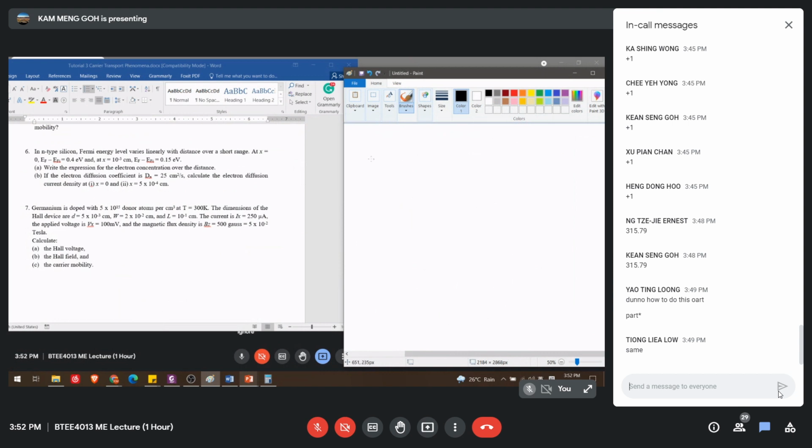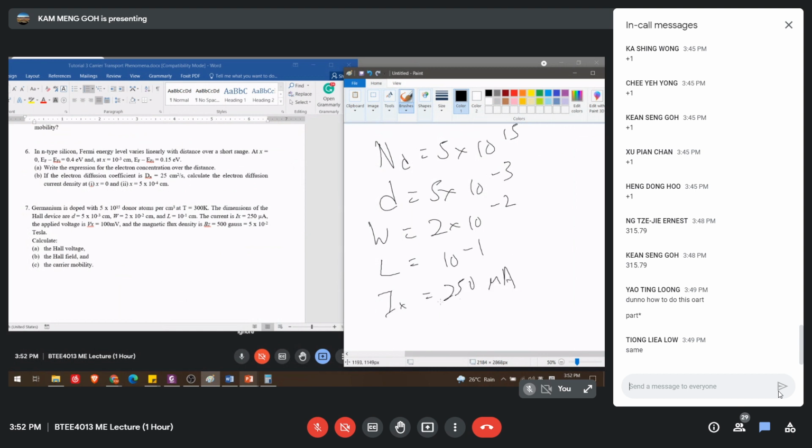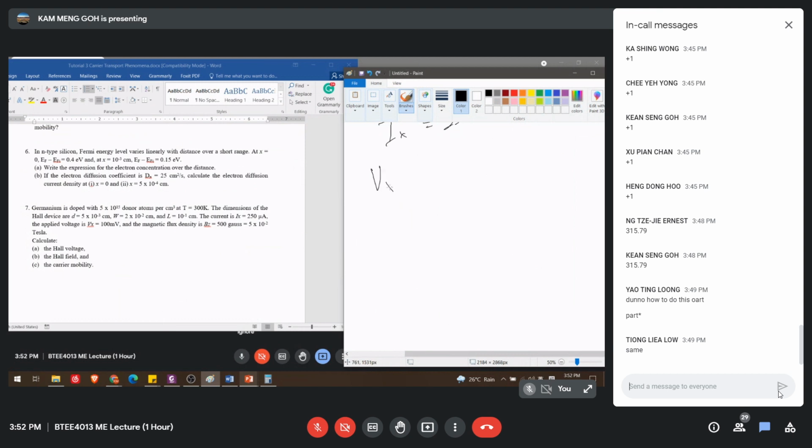Let's say the semiconductor starts with donor atom 5 times 10 to the power 15 at T equals 300 K. Dimensions of the Hall device: t equals 5 times 10 to the power negative 3, W 2 times 10 to the power negative 2, L 10 to the power negative 1, applied voltage Vs 100 mV, then magnetic flux density 5 times 10 to the power negative 2. Calculate the Hall voltage, Hall field, and carrier mobility.